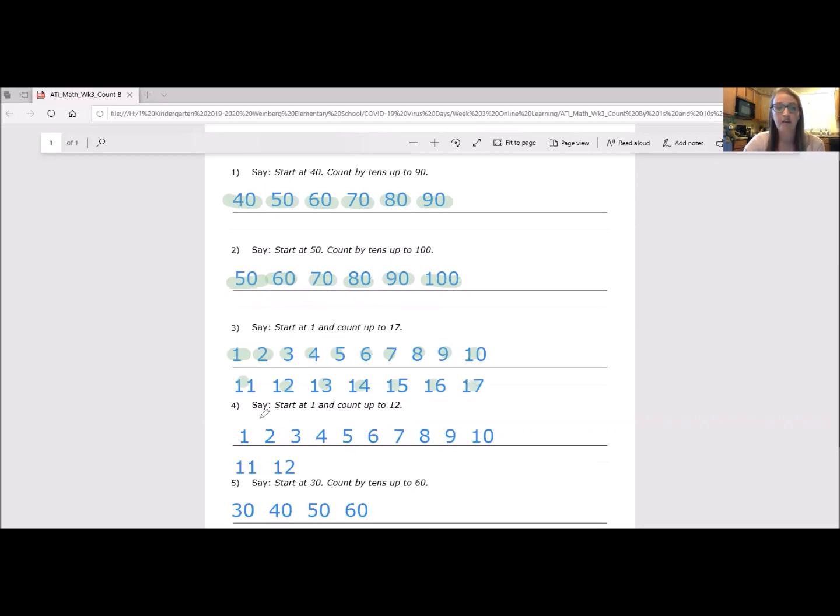Good job. Number 4 says that we're going to count by ones again, and we're going to start at 1 and stop when we get to 12. Count with me. 1, 2, 3, 4, 5, 6, 7, 8, 9, 10, 11, 12. And the last thing we're going to do is we're going to start at 30 and count by tens up to 60. Count with me. Start at 30, 30, 40, 50, 60.